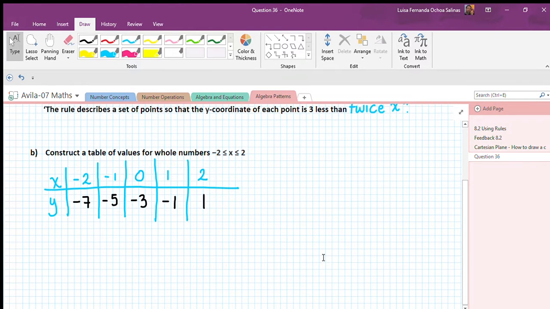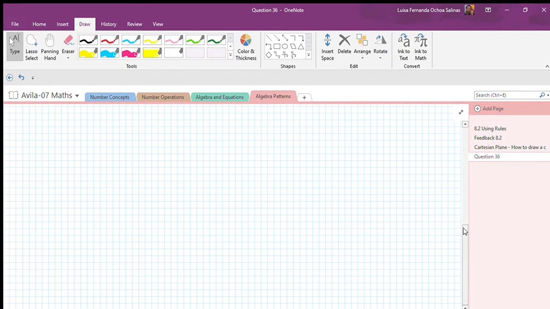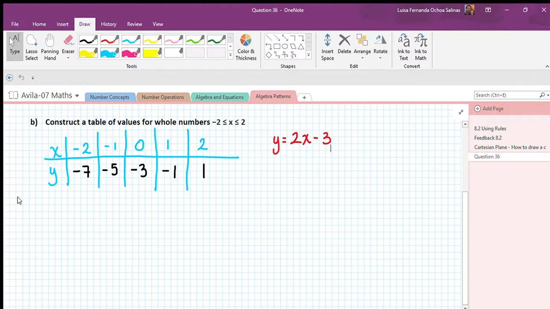Then I think the next question says that we have to plot it. So we're going to plot these points. We can plot these points or we can use a rule. I'm going to write the rule just here so that I have it when I'm using it. So y equals 2x, take away 3. Good. And now we're going to plot it, and we can check with our table that what we are plotting is correct. So I know x is going to be going from -2 to 2 and y is going to go from -7 to 1.